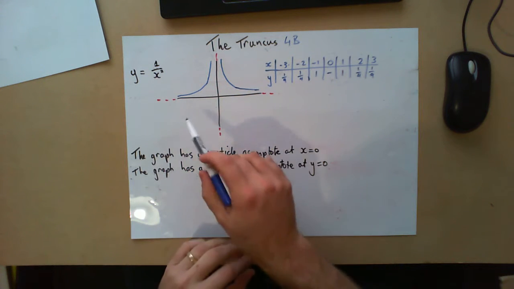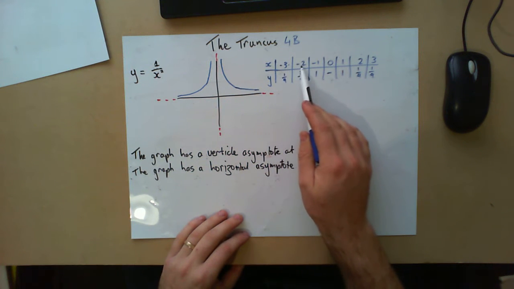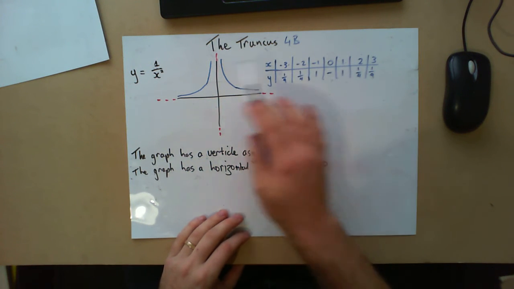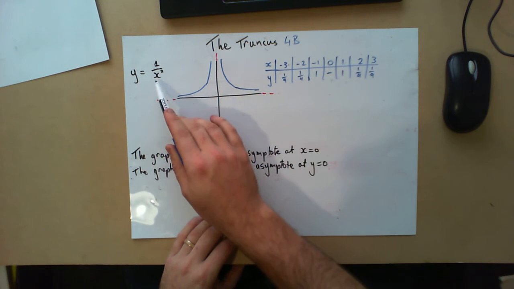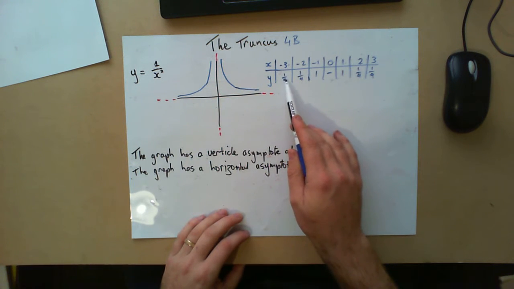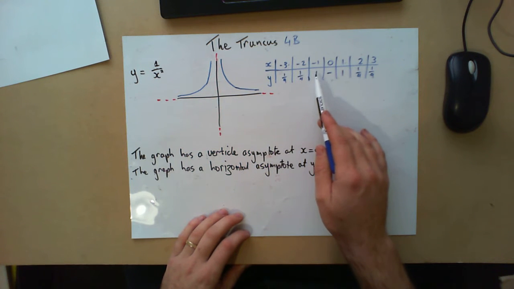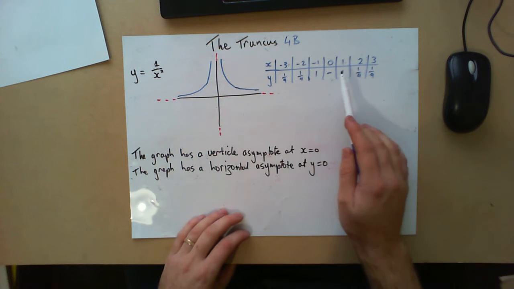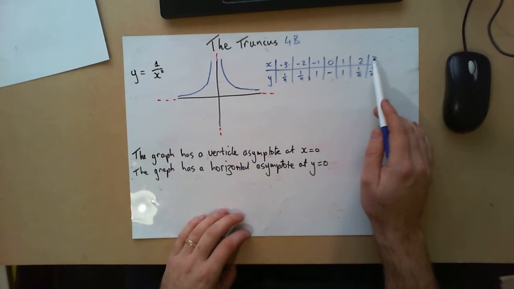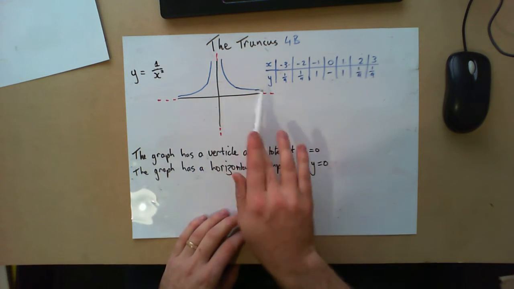So what we say about this function is if we put in these values of x into the function, we get these values of y. So we can see if we put in -3, we're going to get positive 1 on 9. -2 is going to give us positive 1 on 4. -1 is going to give us positive 1. 0 is undefined, I'll get to that. 1 gives us 1, 2 gives us 1 on 4, and 3 gives us 1 on 9. So we can see this shape being mirrored either side.